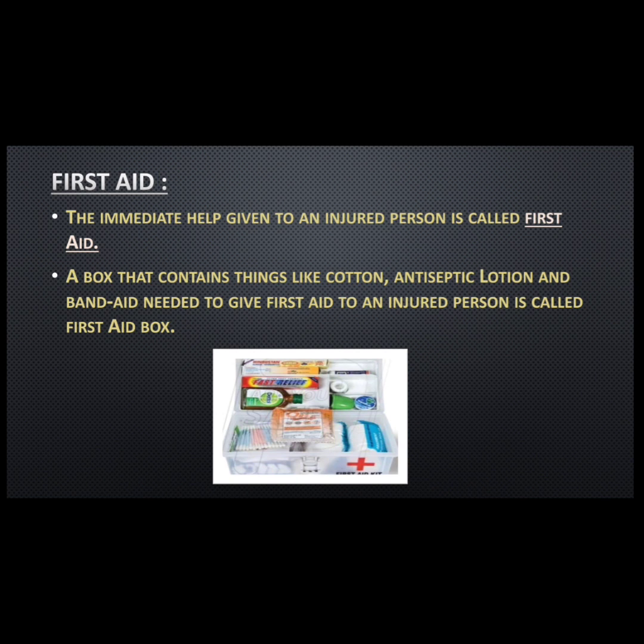Now let us know what a first aid box is. A box that contains things like cotton, antiseptic lotion like Dettol or Savlon, and band-aid needed to give first aid to an injured person is called a first aid box. This is the image for a first aid box.